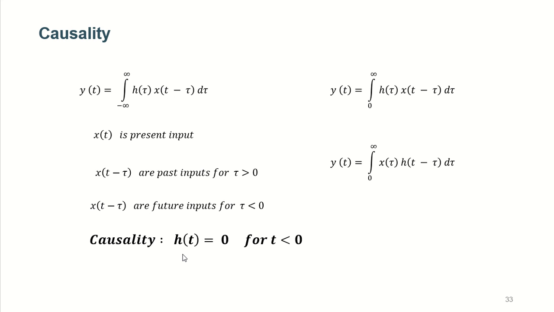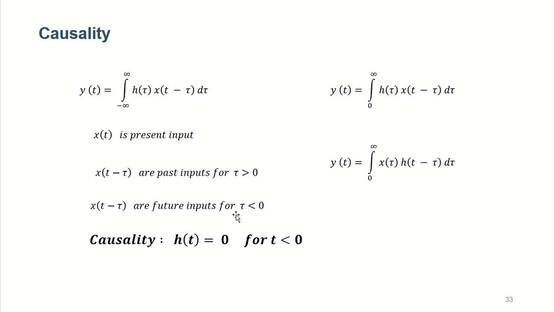Now when we have this condition, h of tau is equal to 0 for all the values of tau less than 0, we can also modify the integration limits in my original convolution equation, right? So come here and see that for t less than 0 we have y of t is equal to integral from minus infinity to infinity of h of tau x of t minus tau d tau.